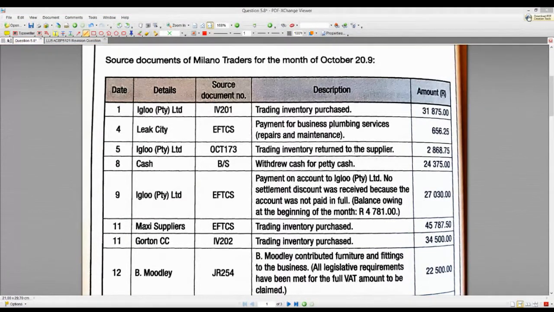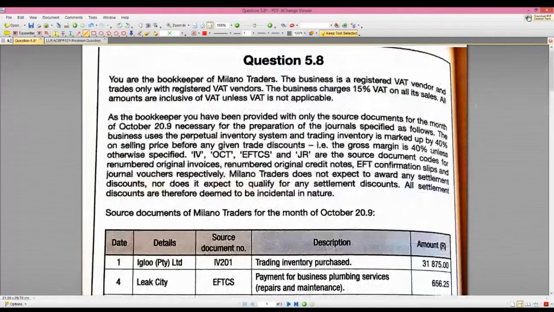Okay, so on the first, okay, let's first read the intro paragraph to see if there's any important information. You're the bookkeeper of Milano Traders. The Traders is a registered VAT vendor. Okay, so we are a registered VAT vendor, so we know we need to deal with VAT. Okay, and they only trade with registered VAT vendors, meaning they can claim input VAT on everything they do. They charge 15% on all its sales, so the rate is 15%. As the bookkeeper, you have been provided only with source documents for the month of October.